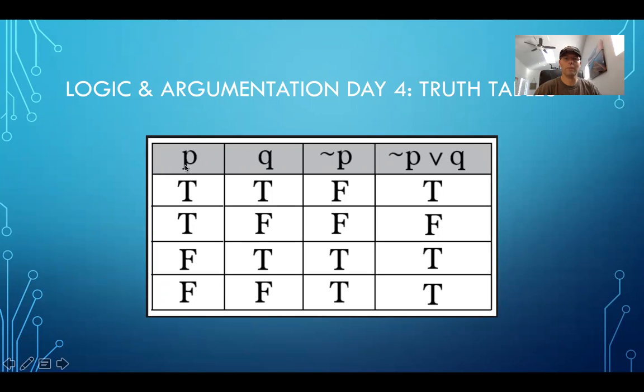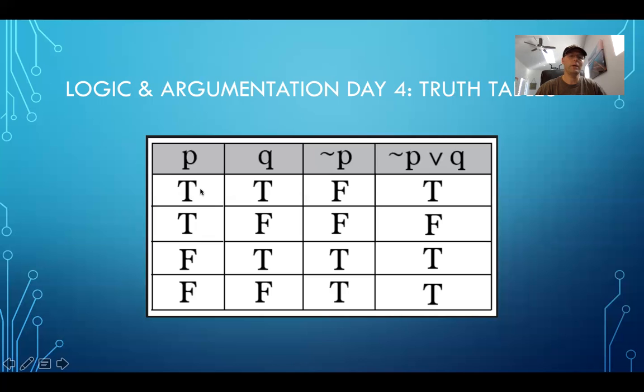We're going to take statements. Remember, statements are either true or false. They're not both, and you have to be able to figure out if they're true or false. So we're going to take statements like P and Q, two statements, and we're going to look at all the possibilities for truths and falses for the different statements. And then we're going to look at some sorts of combinations or negations of these statements.